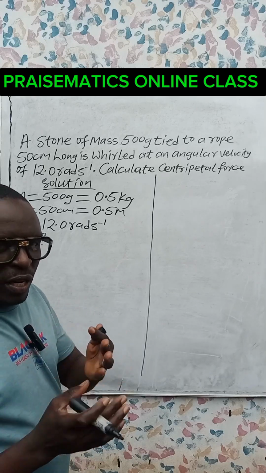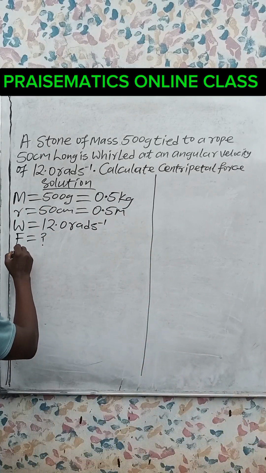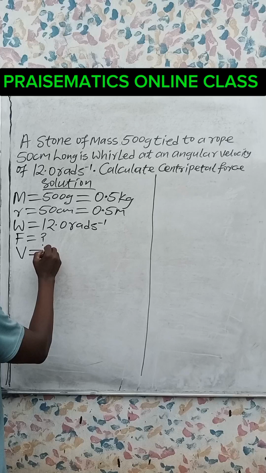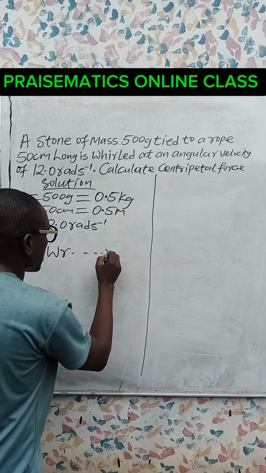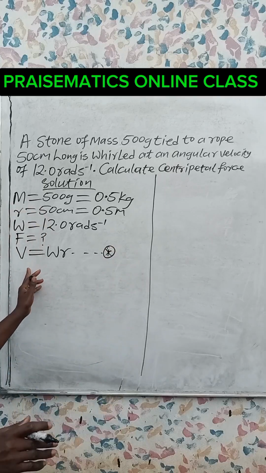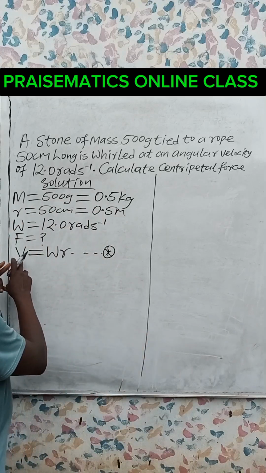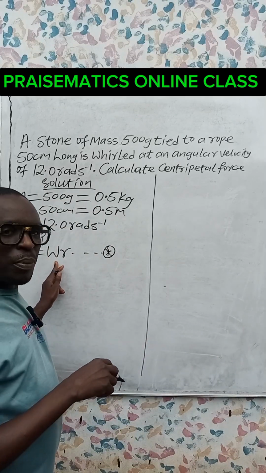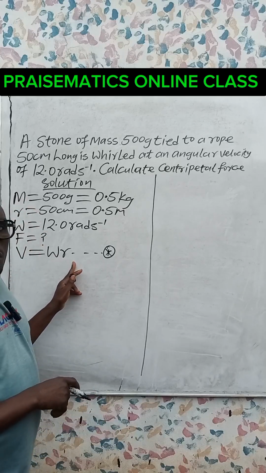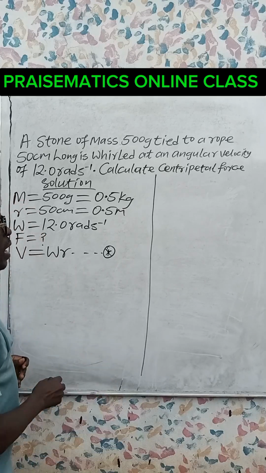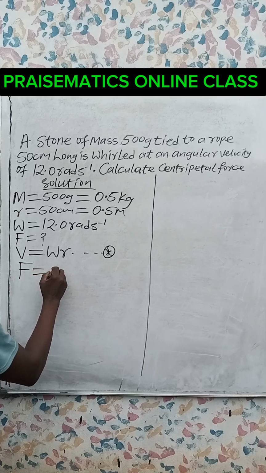Remember the relationship between linear velocity and angular velocity. The relationship says that V is equal to angular velocity multiplied by radius. Remember, this is very, very important. The relationship between linear velocity and angular velocity is that velocity is equal to the multiplication of angular velocity and the radius. Are you with me?